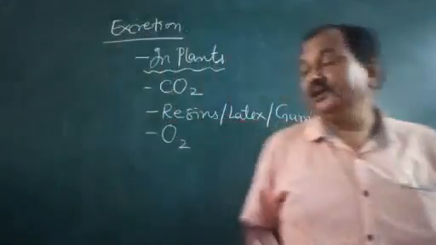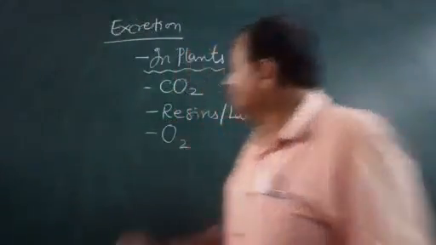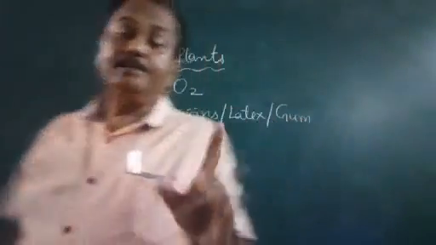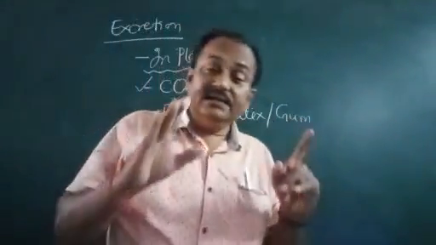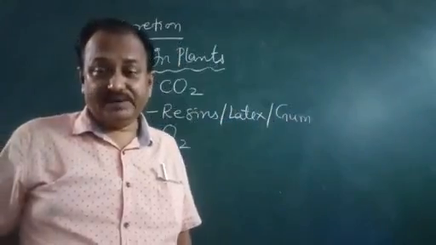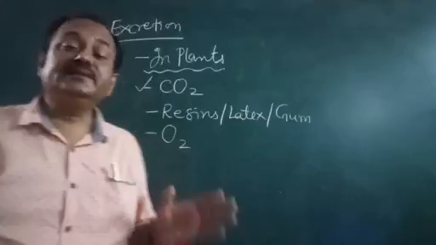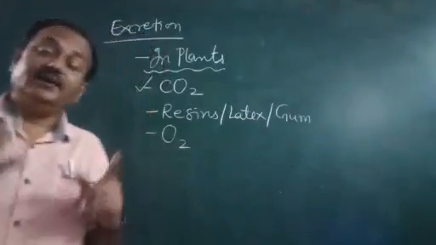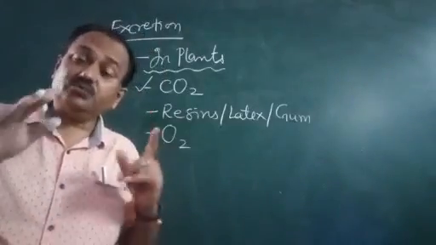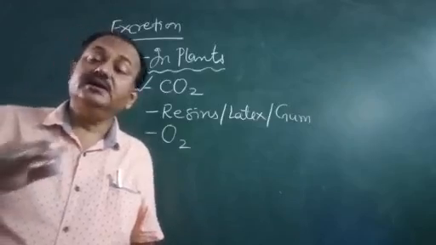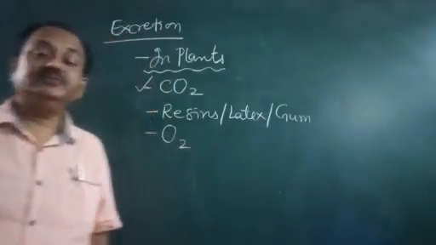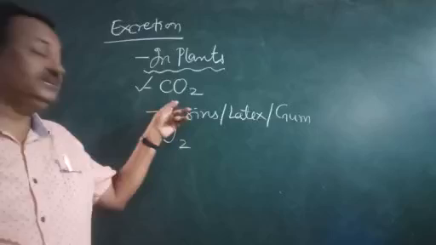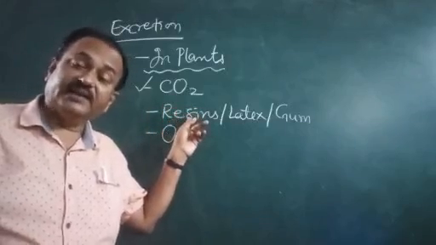In detail about the excretion in plants. So first point is the carbon dioxide. Plants liberate carbon dioxide in the night time, because plants also have to live, they require energy. So there is the conversion of food materials into energy, and so they produce carbon dioxide in the night.